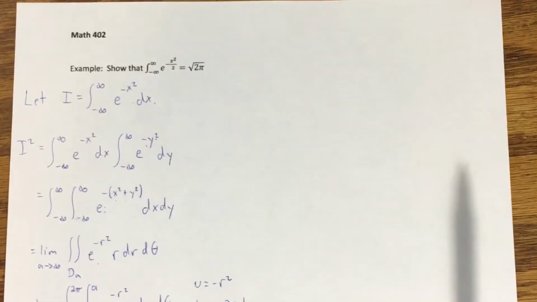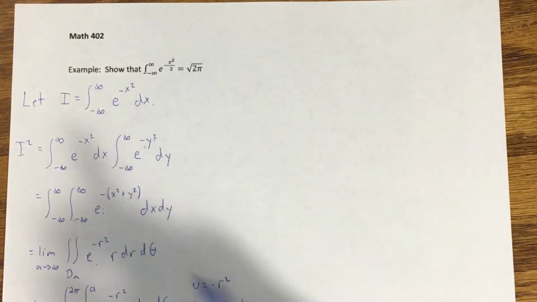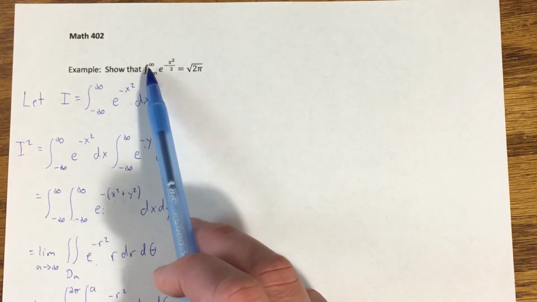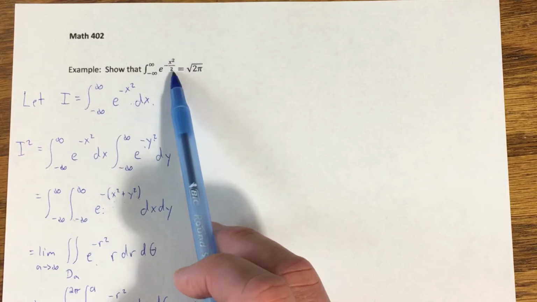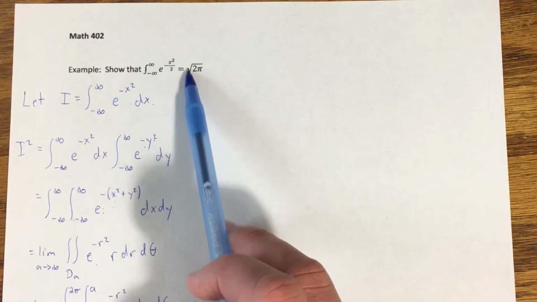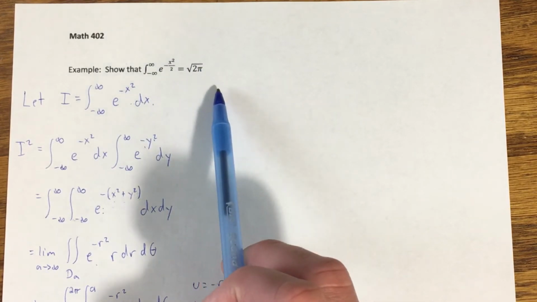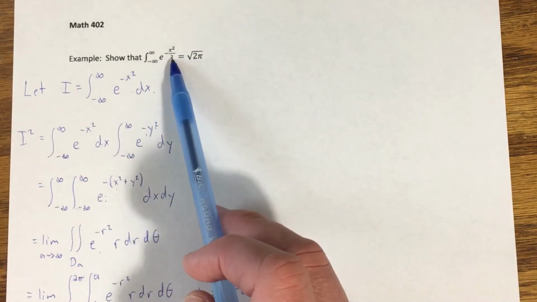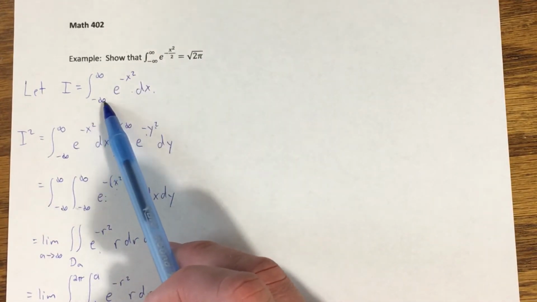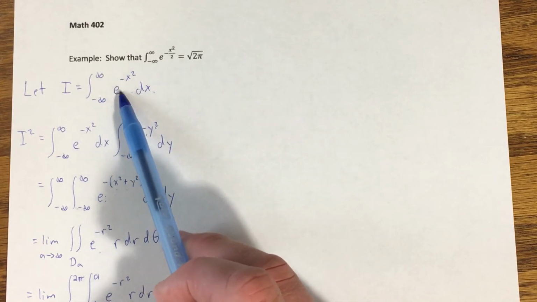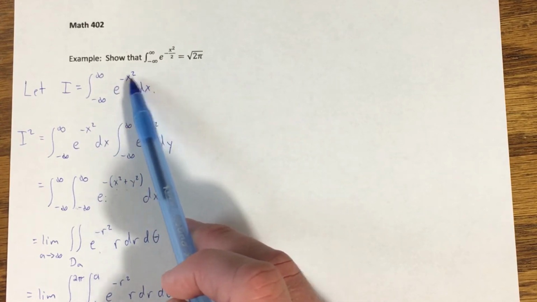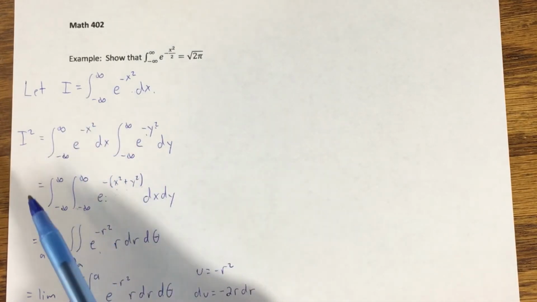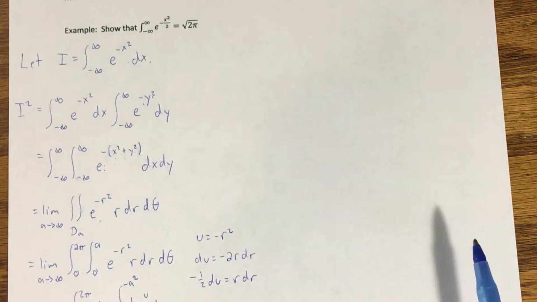So here is the example that I wanted to show you. We want to evaluate the integral from negative infinity to infinity of e to the negative x squared over 2 and show that it comes out to the square root of 2 pi. The way we're going to do this is we're actually going to start with a slightly simpler integral, the integral from negative infinity to infinity of just e to the negative x squared, or not over anything. And I'm going to set that equal to I, to give it a name.